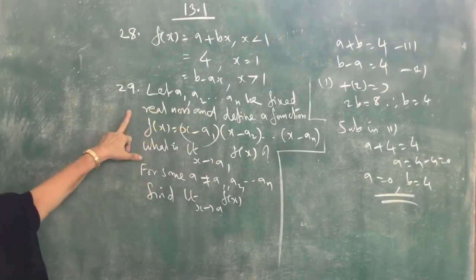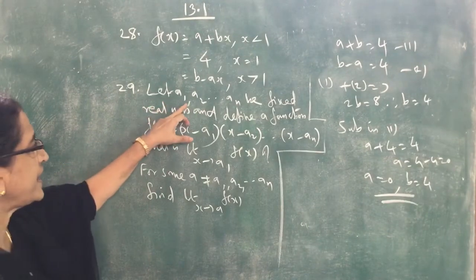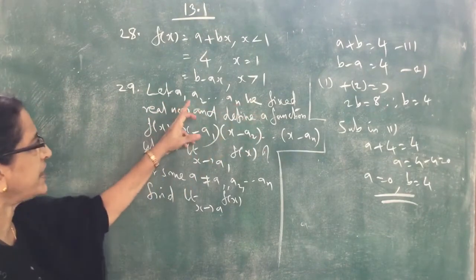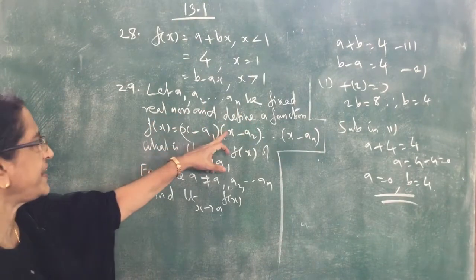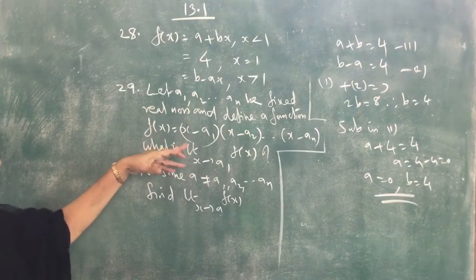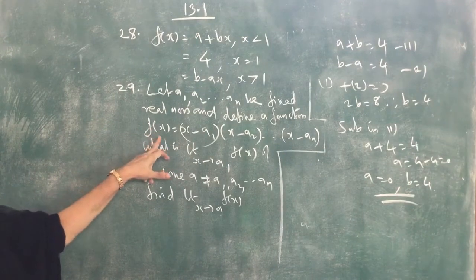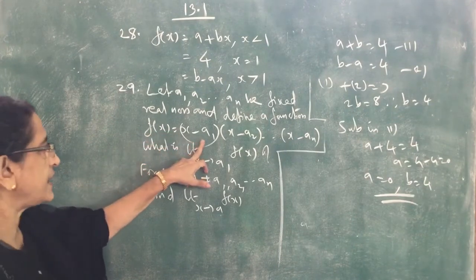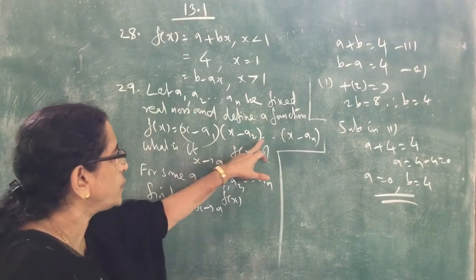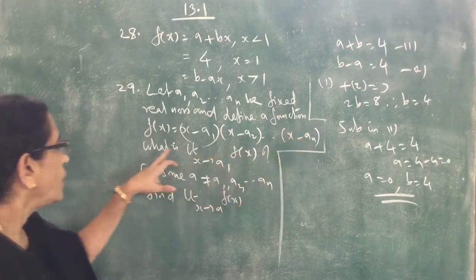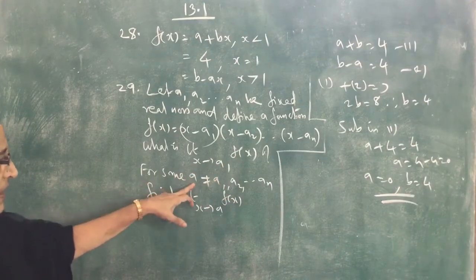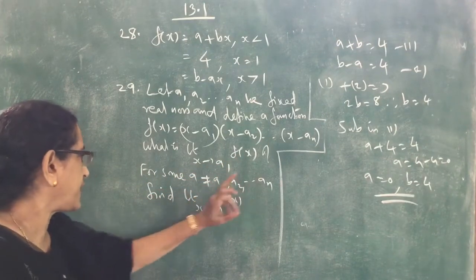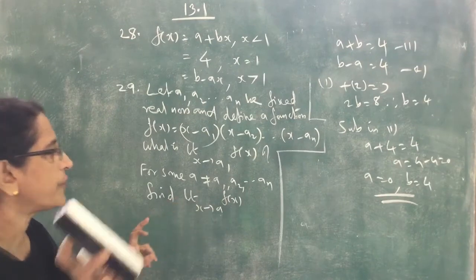Now next question, 29. Let a1, a2, etc. an be fixed real numbers and define a function f of x. The function f of x is given as x minus a1 into x minus a2 into etc. x minus an. What is the limit x tends to a1 of f of x? And for some a not equal to a1, a2, etc. an, find the limit x tends to a of f of x.